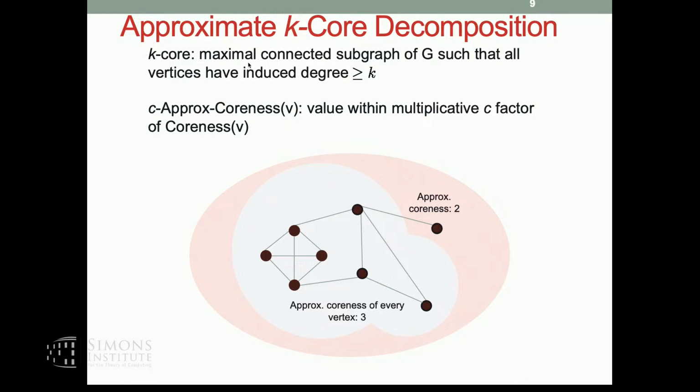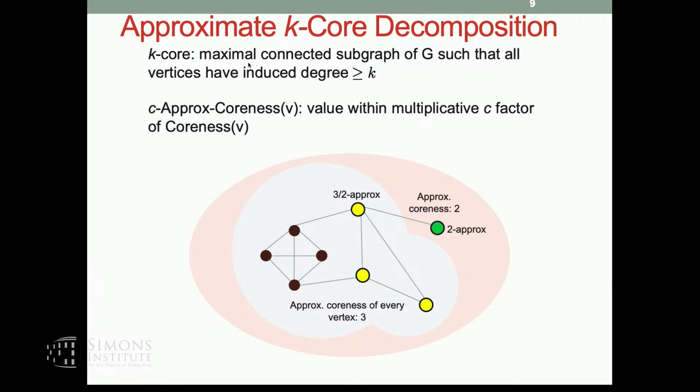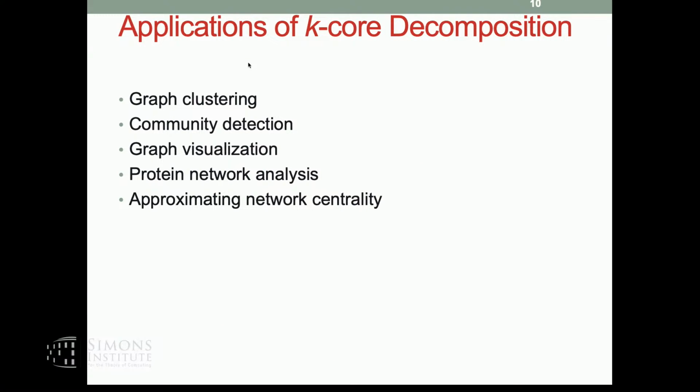Okay, so let's say I assigned an approximate coreness value of 3 to everything in that gray blob, and then an approximate coreness of 2 to that last vertex. Then the 3 yellow vertices would have a 3/2 approximation, because their true coreness is 2, and I gave them an approximate coreness of 3. And then the green vertex has a 2 approximation, because I gave it an approximate coreness of 2, but its true coreness is 1. Okay, so our goal is to try to maintain these c-approximate coreness values for an appropriate value of c.